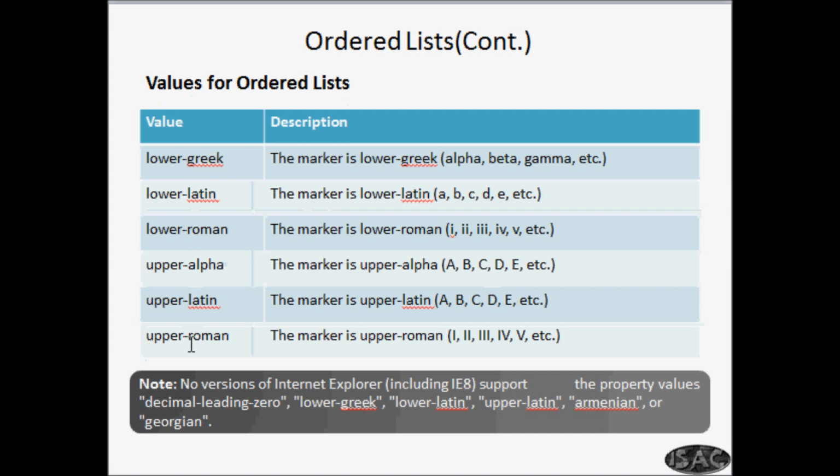There are some other ordered list values we have: lower-latin, lower-roman, upper-alpha, right? So we can use all of these as a bullet here.